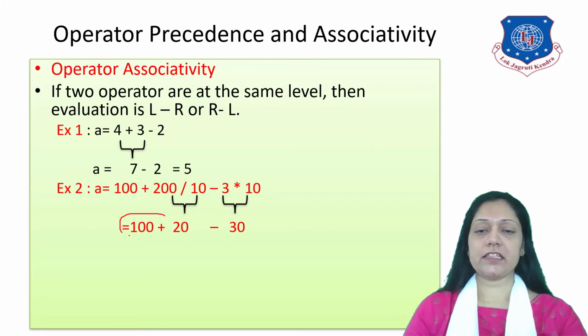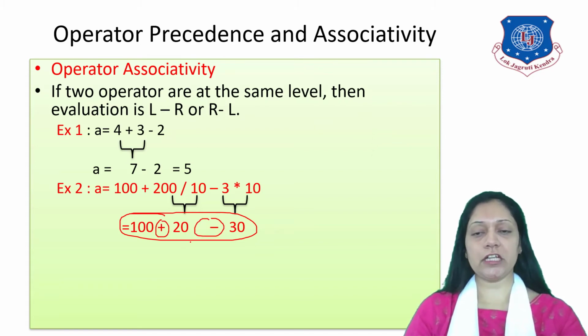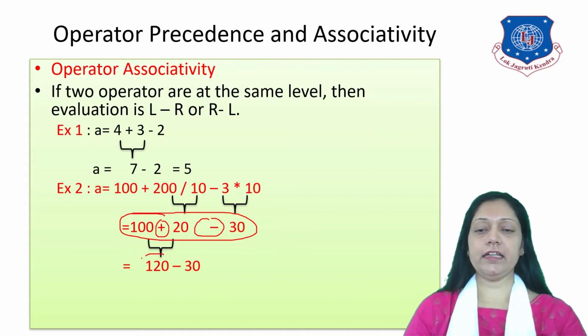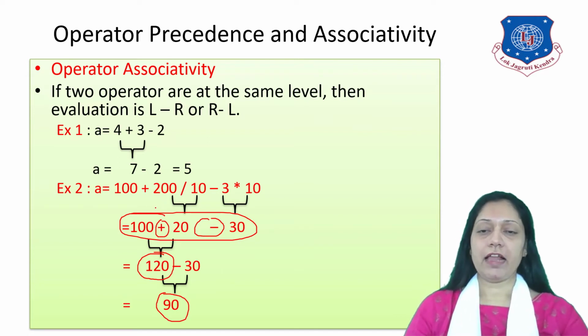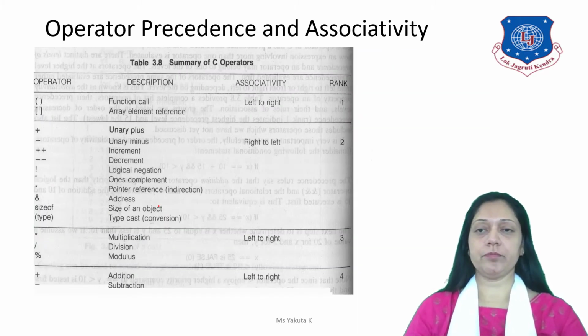So now the final expression is 100 plus 20 minus 30. So now we are left with only two operators, that is plus and minus. Again they are at the same level, we'll follow the rule of associativity, that is from left to right. So the answer would be 100 plus 20, that is 120, then minus 30 you will get 90. So 90 is the final result of this particular expression. In this particular example, we have seen how to evaluate a mathematical expression considering the precedence and the associativity.